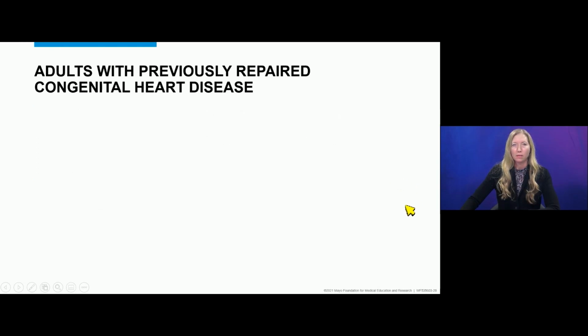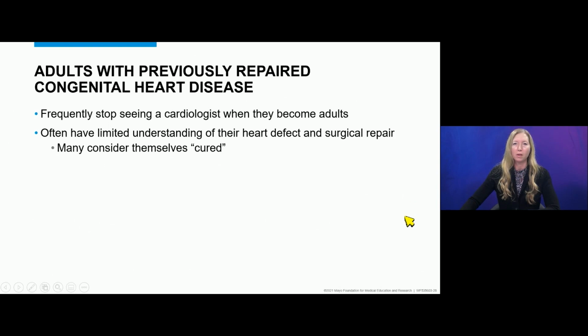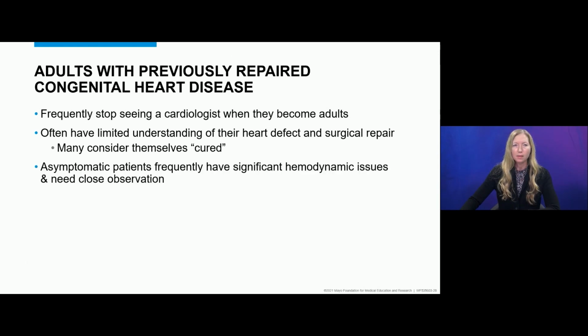So I want to shift the focus now and talk about those patients who had complex congenital heart disease repaired in childhood. So these are patients who often follow faithfully with their pediatric cardiologist throughout childhood, but when they become adults, they often get lost to follow-up for a variety of reasons. Many times they have a limited understanding of their underlying defect. Some of them might think that they're completely cured. And it's important to recognize that even an asymptomatic patient who has complex repaired disease often has significant hemodynamic lesions, and they really need close follow-up.